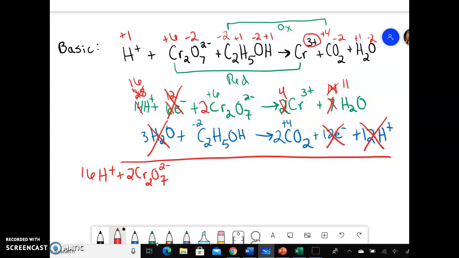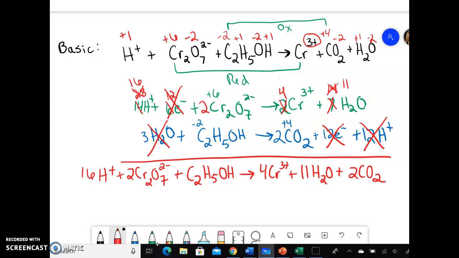Don't forget that charge on that polyatomic ion. All right, I don't see anything else that can cancel or be combined.